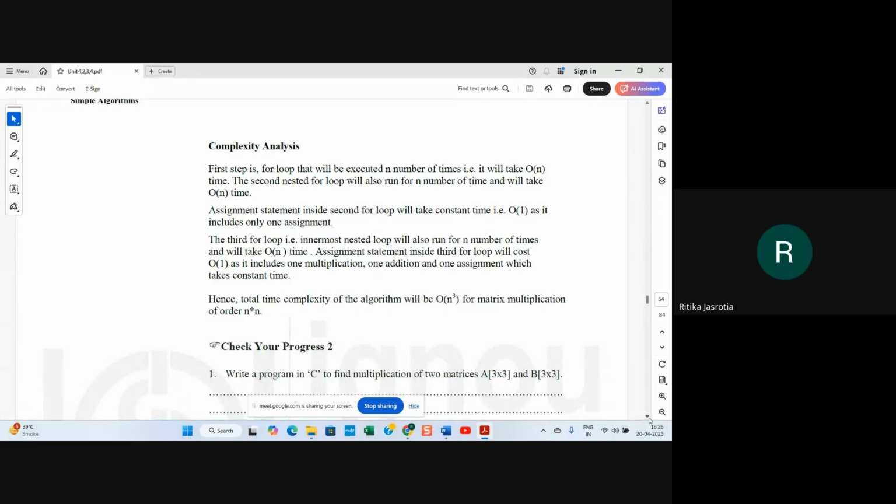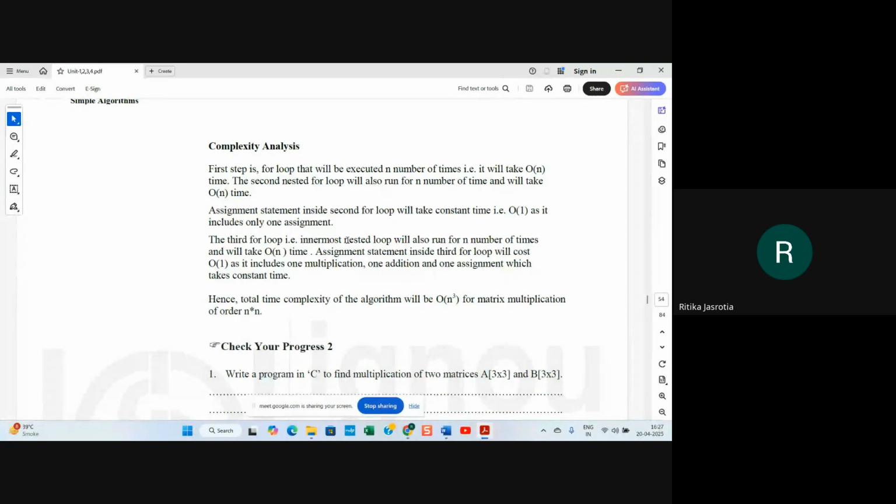तो यहाँ पे ये कह रहा है complexity analysis अगर आप इस algorithm का करो तो first step is for loop that will be executed n number of times, that is it will take O(n) time. The second nested for loop will also run for n number of times and will take O(n) time. ठीक है. First loop is taking O(n) time, second loop is also taking O(n) time.